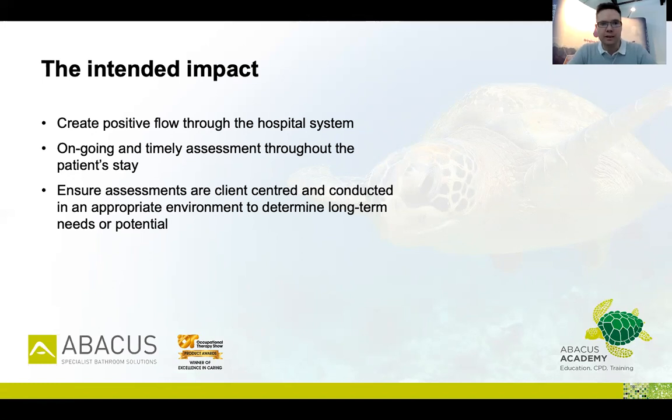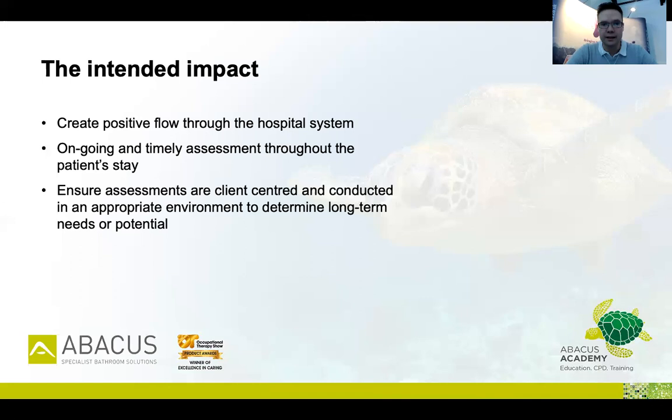And it says we need to ensure assessments are client-centered and conducted in an appropriate environment to determine long-term needs or potential. Now, don't forget, it's already been ascertained that the guidance legislation says often that there's too much focus on long-term need in a hospital setting. So what it's suggesting is that the assessments carried out within that environment are appropriate to get that person home safely, so that other long-term needs might be able to be determined when they're in their own environment.